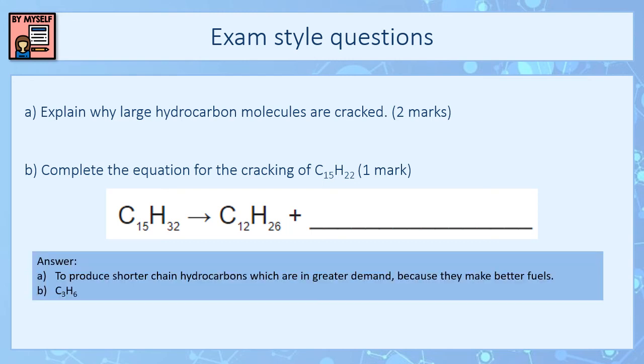The reason that large hydrocarbon molecules are cracked is to produce those shorter chain hydrocarbons, which are in greater demand because they make better fuels. The equation can be completed by adding C3H6 in that gap. That's the formula for an alkene, but it also makes sure that the numbers of carbon and hydrogen atoms on the left-hand side of the arrow and the right-hand side of the arrow are the same, because 12 plus 3 equals 15, and 26 plus 6 equals 32.